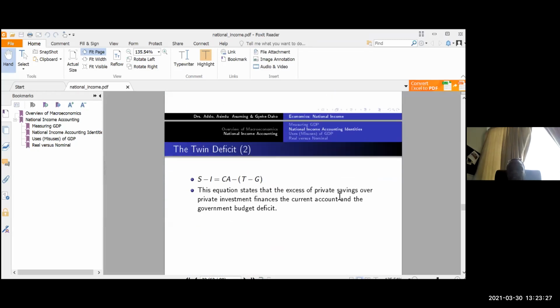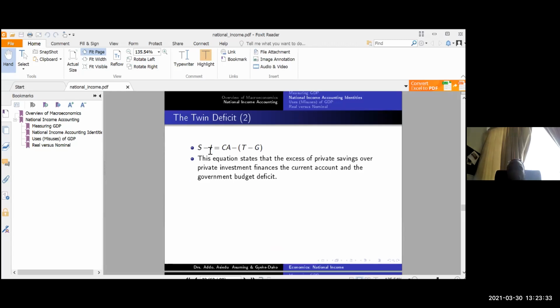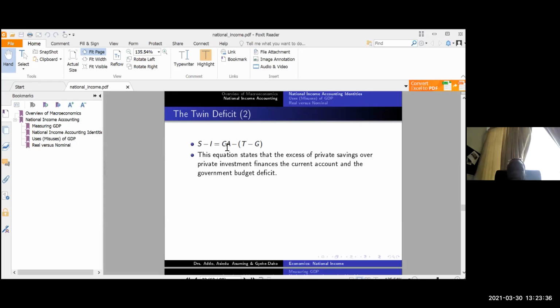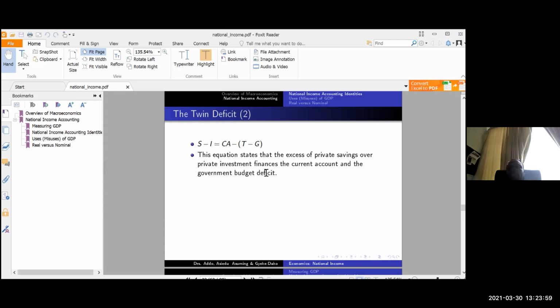This is the understanding behind this. The difference between savings and investment equals the current account balance plus tax minus G. So this equation states that the excess of private savings over investment finances the government budget deficits. Still linked to the importance of savings, if you have a lot of savings beyond the level of your investments, then you can hand the extra savings over to government to some extent.